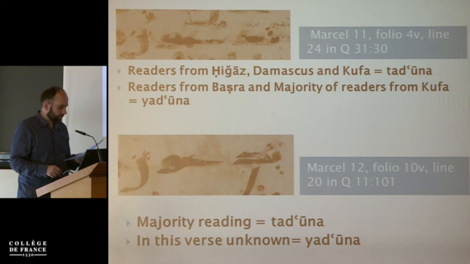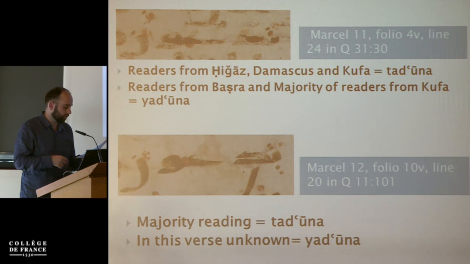Another reading not related to Basra can be found in Marcel 11, folio 4 verso, line 24 in Surah 31, verse 30, with the variant Tad'una, which is connected to readers from the Hijaz, Ibn Amir from Damascus, and Shu'ba from Kufa. Now, in theory, this variant could be imposed by the hand, adding the later diacritic dots, as the variant Yad'una is preferred by readers from Basra and other cities, and could have been not marked in the manuscript. But as there is no other evidence to indicate that Yad'una should be read in that place, this appears to be just speculation at first.